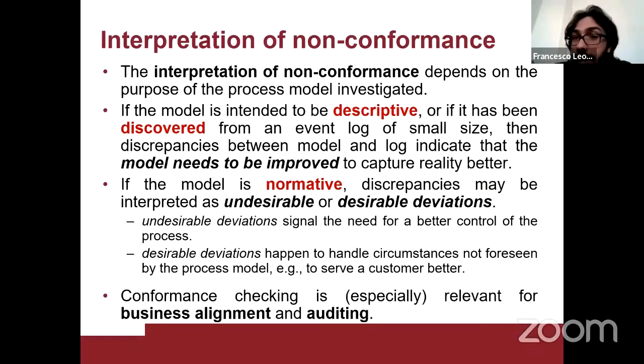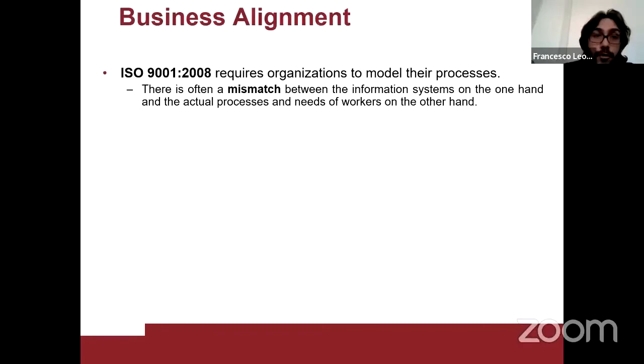In some other cases, instead, the model is normative. That is, we have a model that we must respect. And in this case, we must understand why deviations happen, and we decide whether to fix this kind of deviation or in some way avoid that this kind of deviation happens in the future.